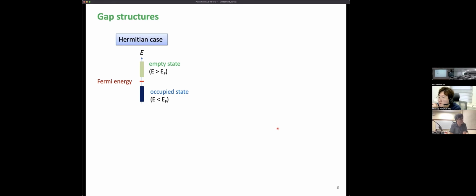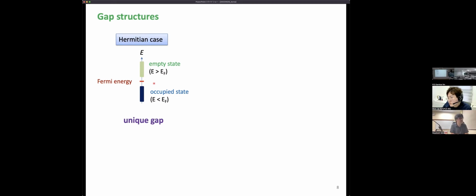Before explaining the gap structure in the non-Hermitian systems, first I'd like to explain the gap structure in the Hermitian systems. So in the Hermitian systems, we can define the gap by using the Fermi energy. So we can say the system is gapped if there is no overlap between the states and the Fermi energy. And then we can say that this is an empty state because the energy is larger than the Fermi energy. And we can say that this is an occupied state because the energy is less than the Fermi energy. So anyway, by using the Fermi energy, we can obtain unique gap structures.